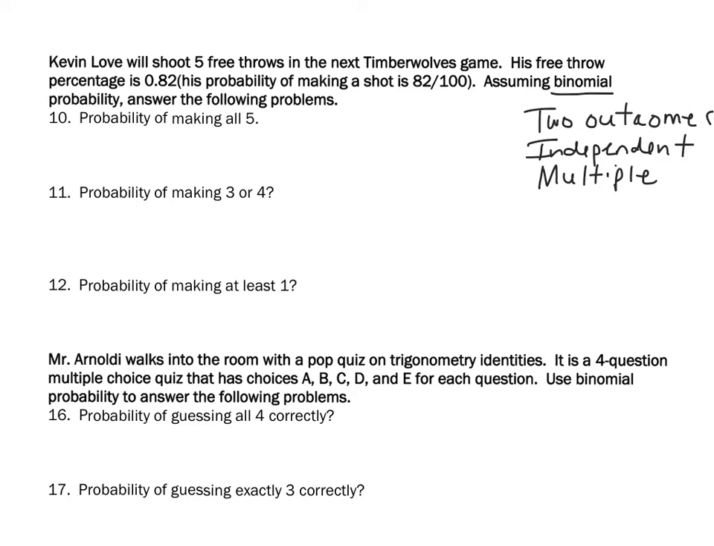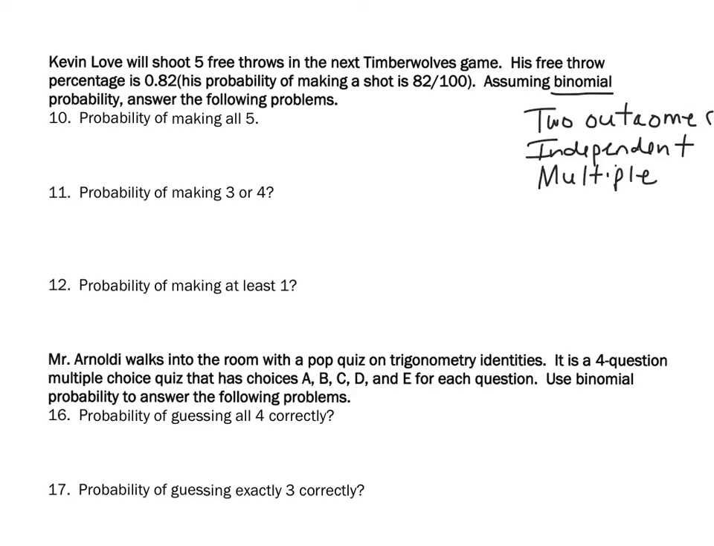So in this situation, we have Kevin Love shooting 5 free throws in the next Timberwolves game. His free throw percentage is .82, assuming binomial probability. So there is a probability of him making it, .82, and missing it, which would be .18. They are independent because we're assuming binomial probability, and there's multiple trials, meaning he's shooting 5 of these. So when we do these, we're expanding a binomial looking at one specific term.